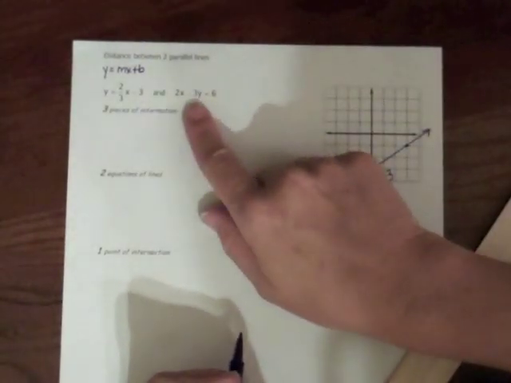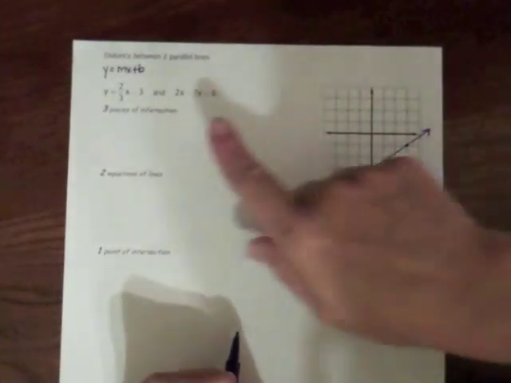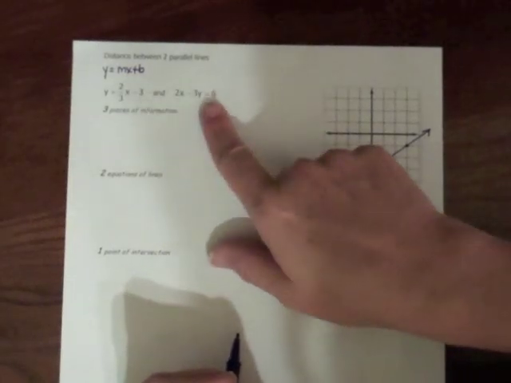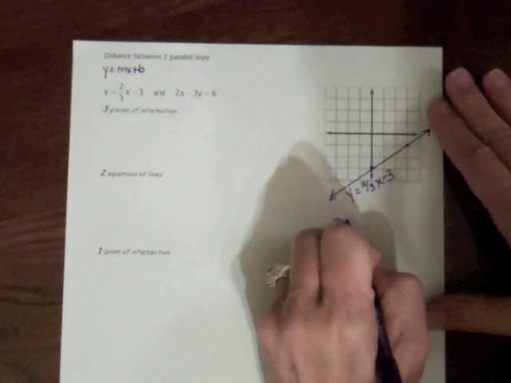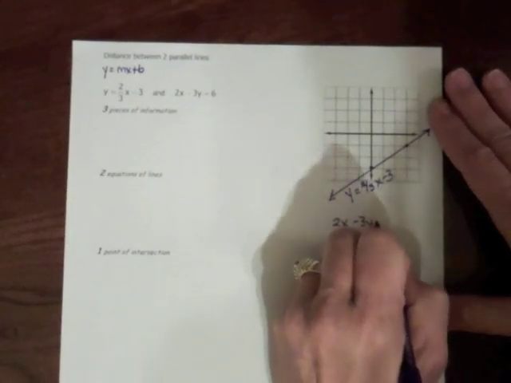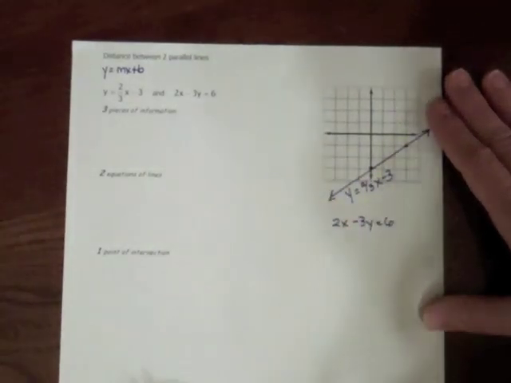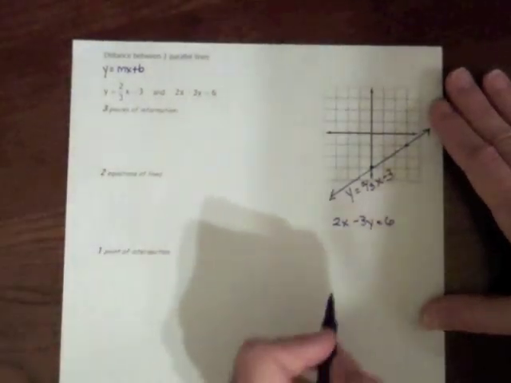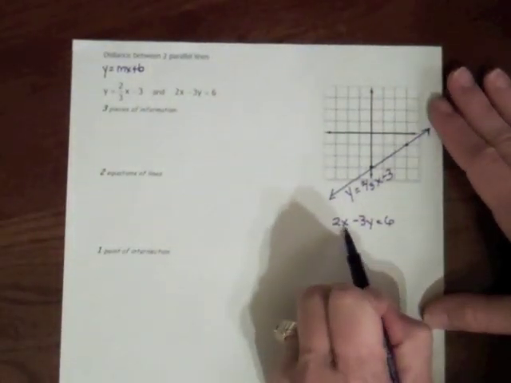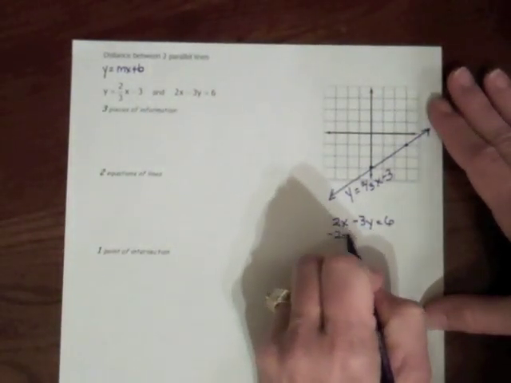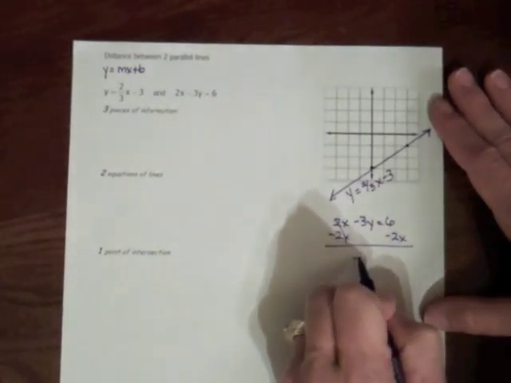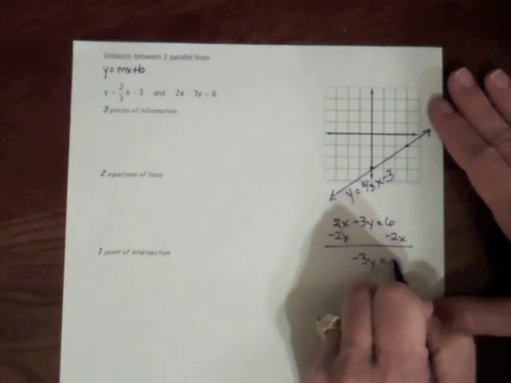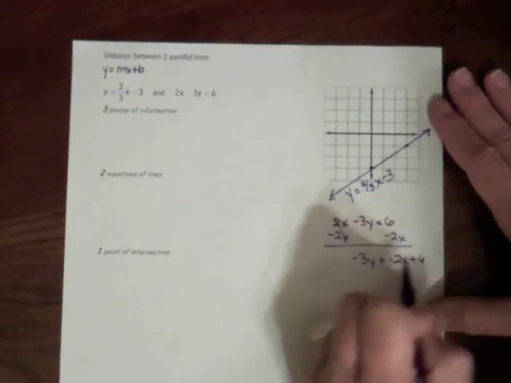Alright, now let's graph this one. This one's not going to be quite as easy because it's not in our favorite form, but we need to solve for y so we can graph it. So I'm going to write it down here, 2x minus 3y equal to 6, and I'm going to solve for y. So, first thing I do is I take 2x to the other side. So let's subtract 2x from both sides. -3y is equal to -2x plus 6.